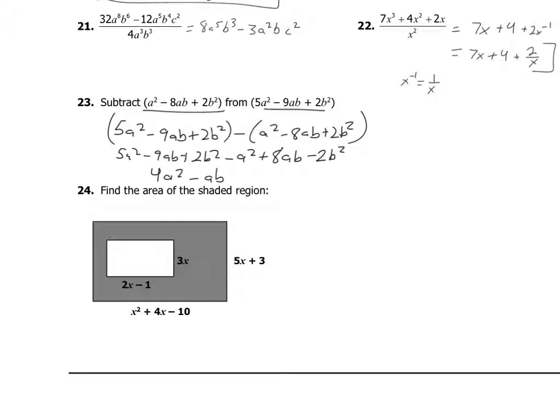Find the area of the shaded region, okay? So remember, in order to do that, it's the area of the outer rectangle minus the area of the inner rectangle that would give you the area of the shaded region. All right, so how do you find the area of the outer? Well, remember, area is length times width, so that would be 5x plus 3 times x squared plus 4x minus 10.